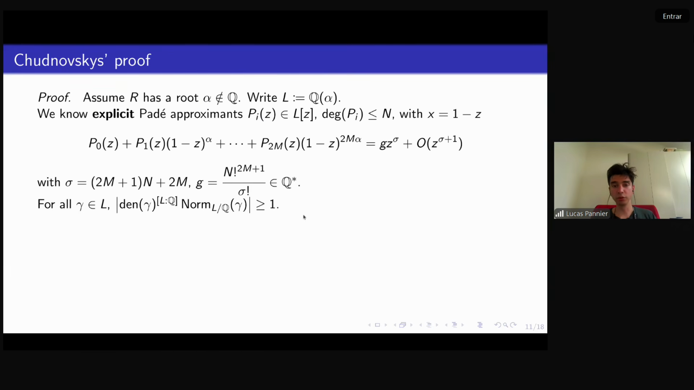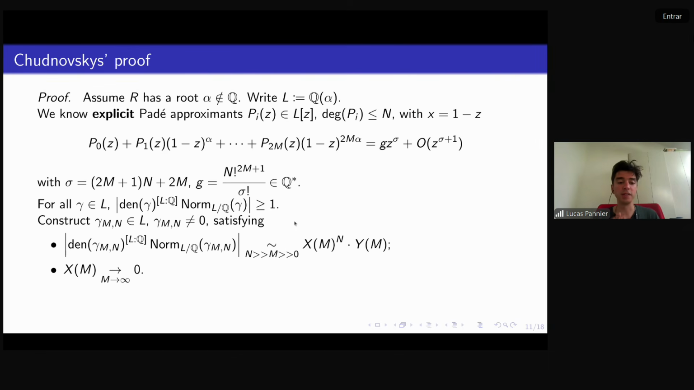And what Chudnovsky do in their proof is to construct a contradiction from this inequality. So they construct a sequence of algebraic numbers gamma_{m,n}, all non-zero, where m and n are the two parameters of our Padé approximation, such that the left-hand side of the inequality has a nice asymptotic equivalent, which is some function of m to the power n times some function x(m), where x(m) has the particularity that it goes to 0 as m goes to infinity.